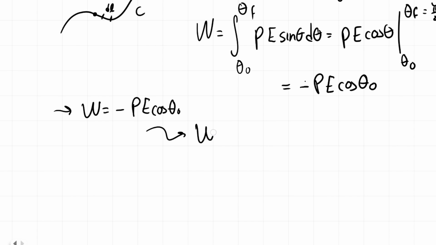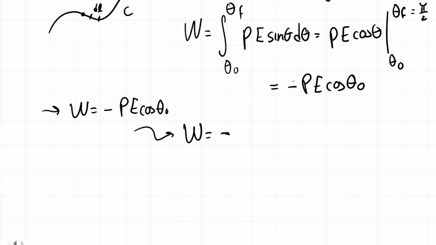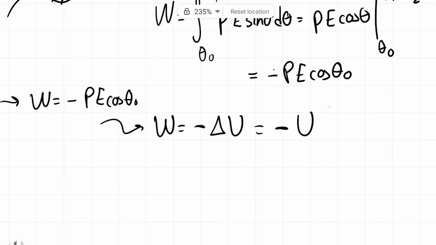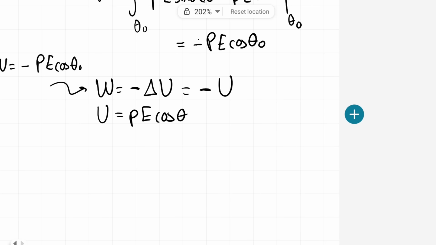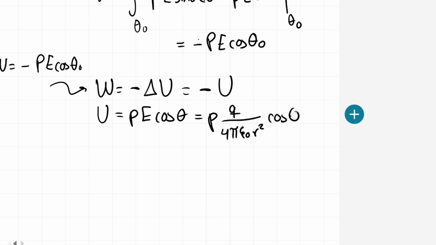And also remember that we usually define the work as minus the change in the potential energy, which we are just going to call U. And this is because we are actually interested in finding this potential energy. Remember, so this means that U is going to be equal to minus P E cosine of, let's just say, theta. And something that we can do here is to express this in terms of P and the electric field, which remember is Q divided by 4 pi epsilon 0 r squared, and then cosine theta.